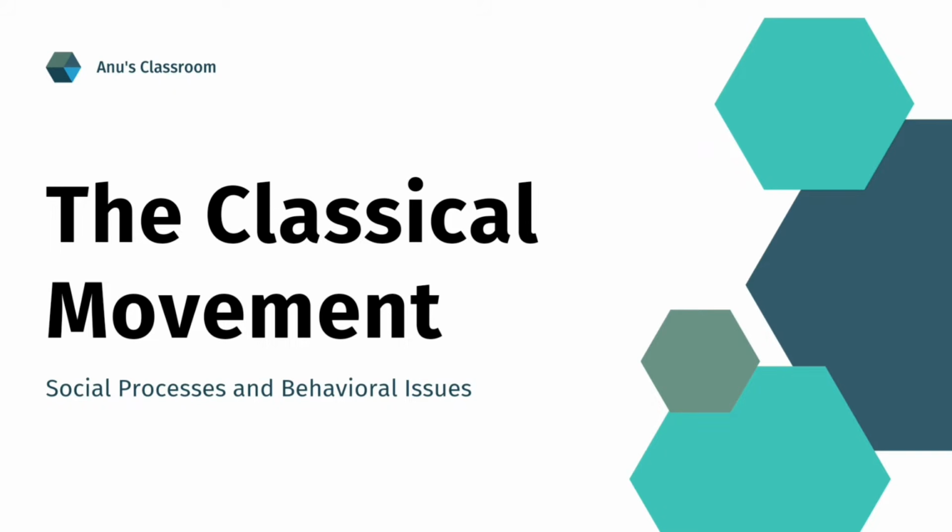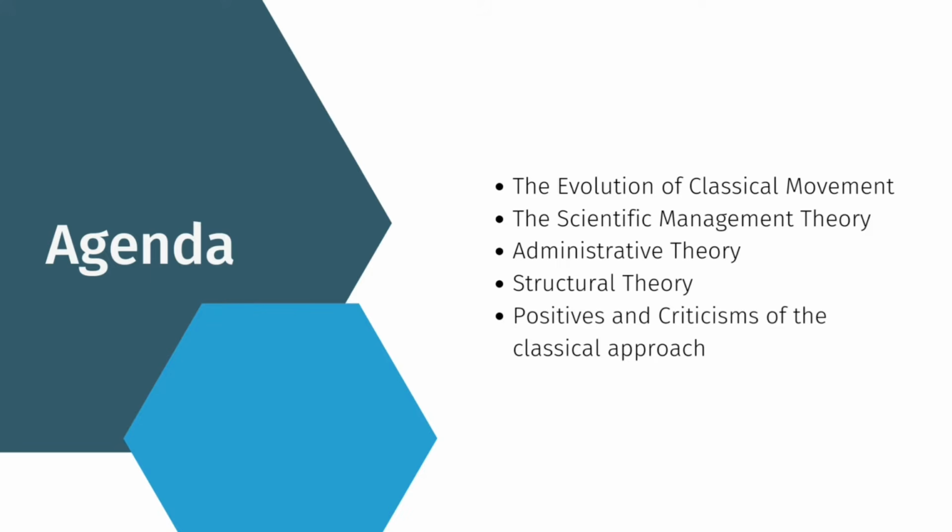Okay, so in today's session, we will be talking about the classical movement. A few of the topics that we will be discussing in this session will be about the evolution of classical movement, the theories in the classical movement related to OB, that is scientific management theory, administrative theory, structural theory. It is called structural theory, but it is actually the theory of bureaucracy. Okay, and we will also see some of the positives as well as the criticisms of this classical approach towards organizational behavior.